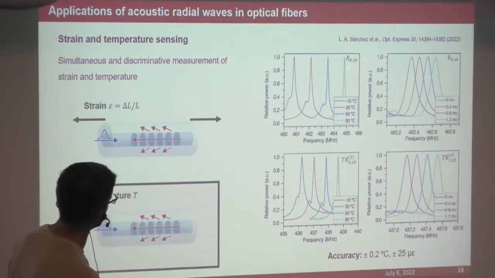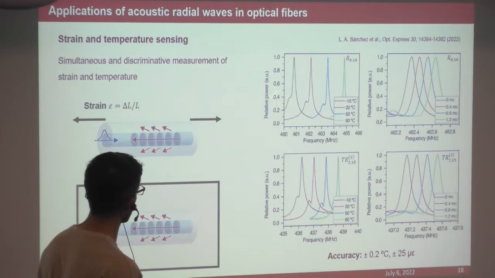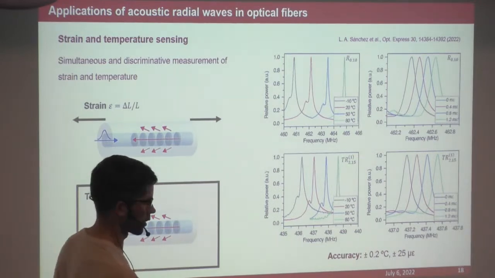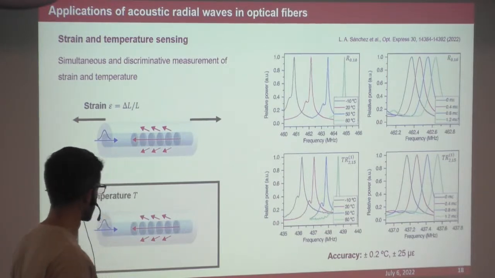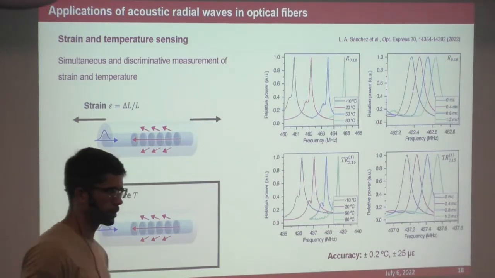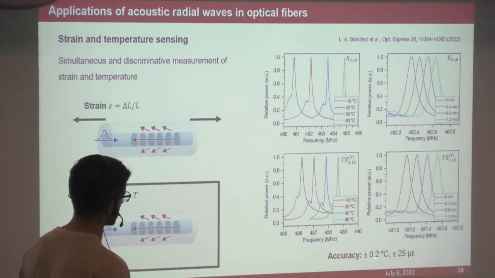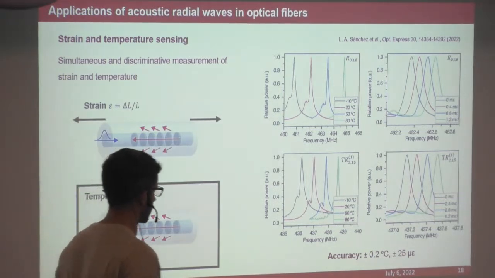In this case, you can see radial acoustic waves, the one of order 10, how it shifts with temperature in this case and with strain in this case. We can look at the same with the torsional radial waves, in this case for temperature and in this case for strain. The sensor we fabricated using this method has an accuracy of 0.2 Celsius degrees and 25 microstrains.